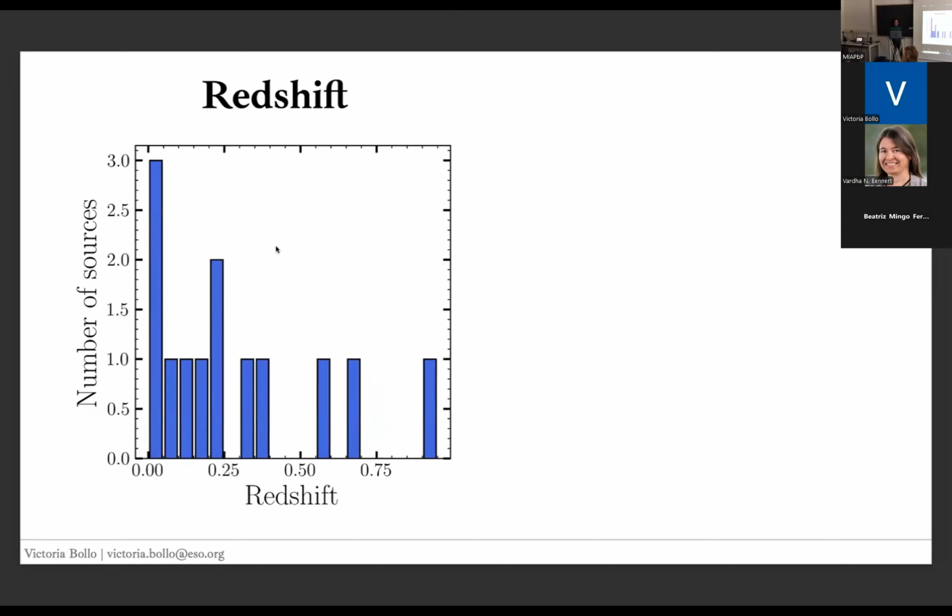This is the redshift distribution of all these calibrators in which we found extended jets. So you can see that most of them are below 0.5 redshift, but we also have a few that are above 0.5.